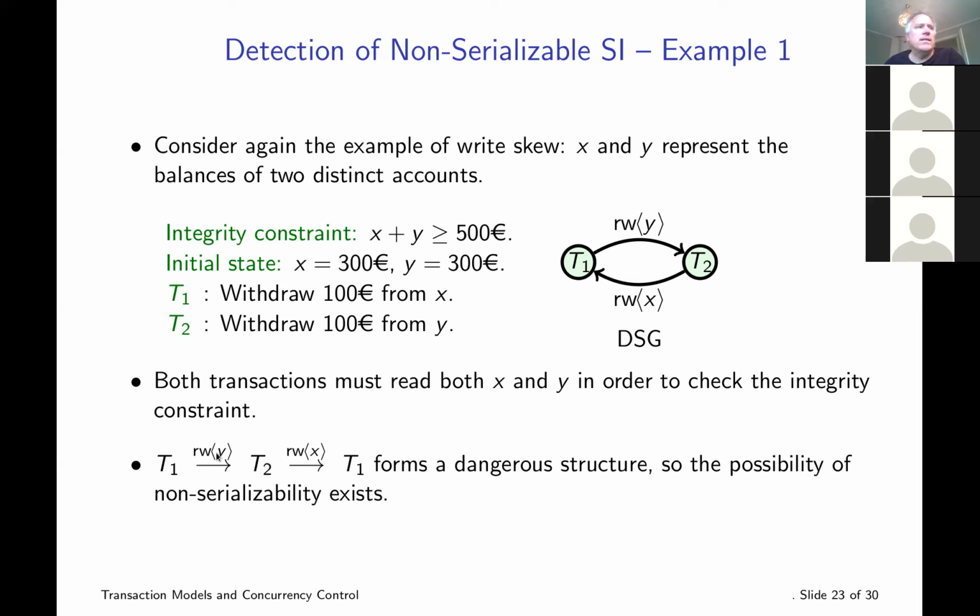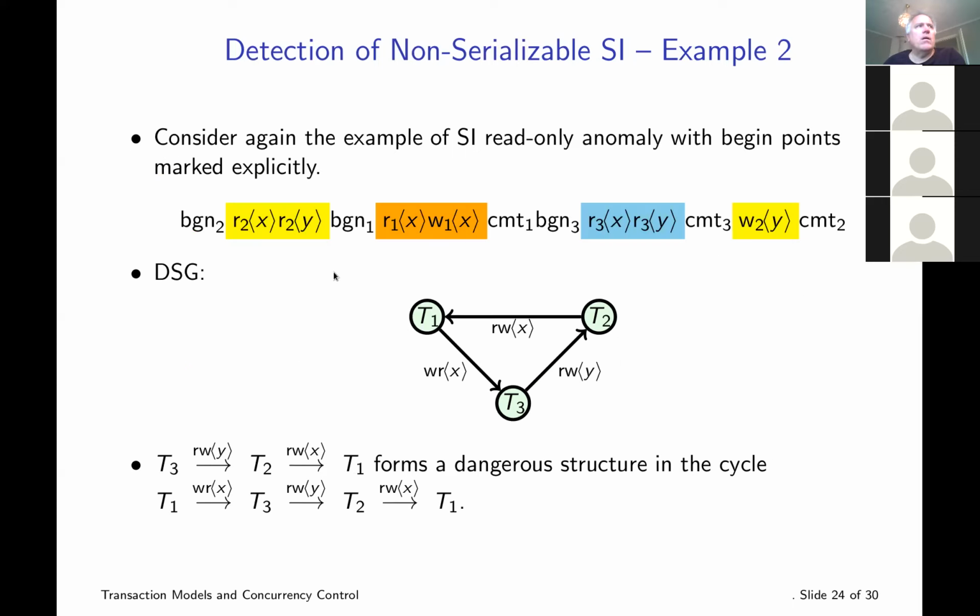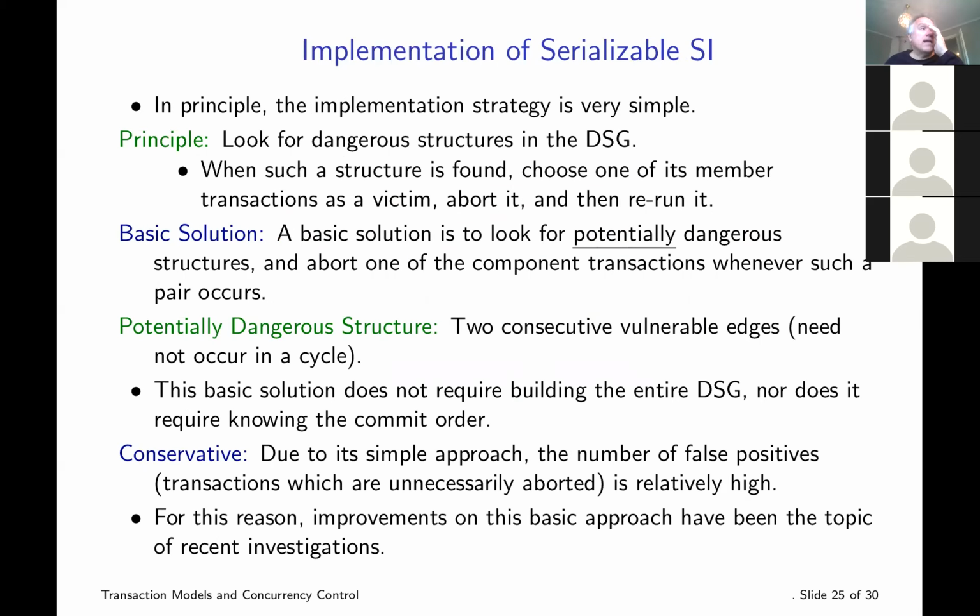So it doesn't matter what is here. If it forms a dangerous structure, then we're going to have to abort one of them. Okay, so this just shows you that using this kind of algorithm, or this kind of way of looking at it, we can see that one of them has to be aborted. So if we run under this, then we wind up getting this for that non-serializable read-write thing.